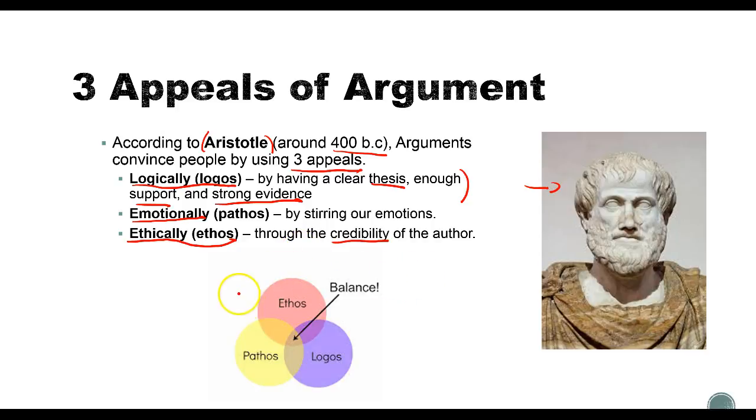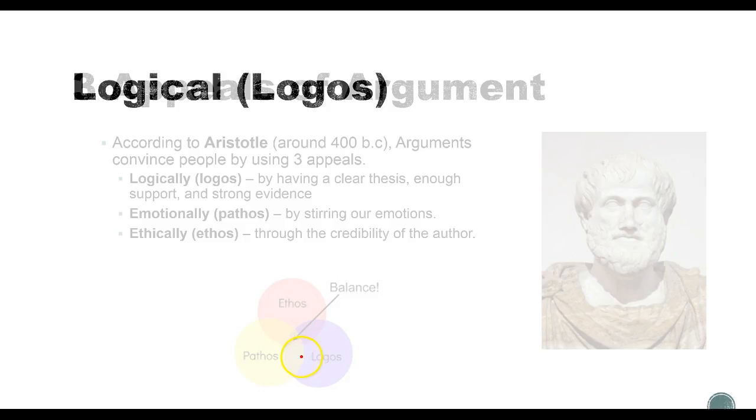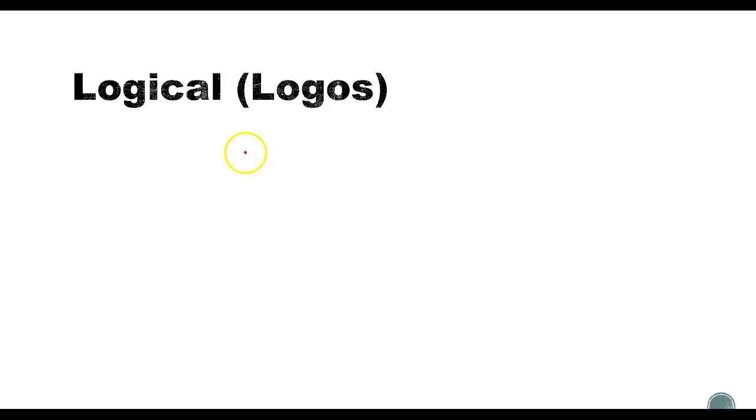So a good argument tries to find a balance between the three appeals. You want to use all three, right? An argument that's just logic might seem stale and devoid of emotion. But you also need to make sure that you're coming across as credible. So you want to find all three and have a balance, and that's where you get a good, strong argument. So let's take a closer look at each of these three appeals.